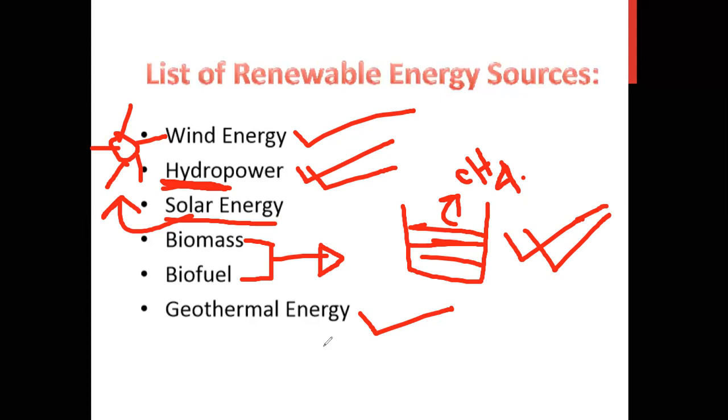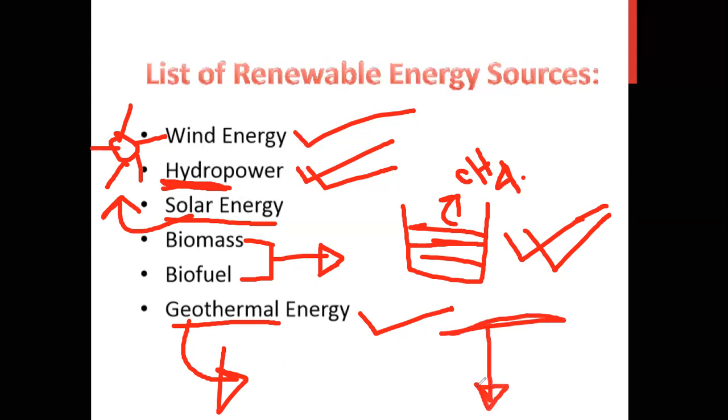And last but not the least, my student, is geothermal energy. Geo means earth. Suppose this is the surface of the Earth. If we go downward, the temperature inside the Earth is greater than at the surface. So using that heat energy, we basically get geothermal energy.